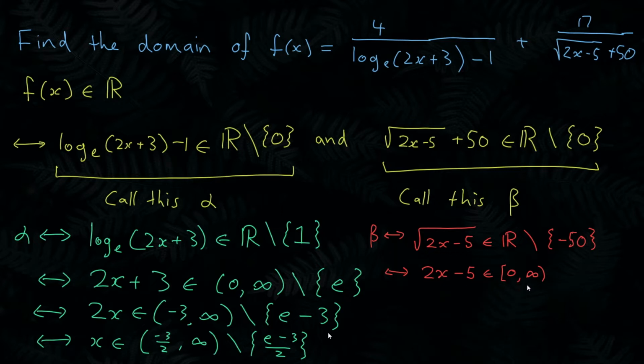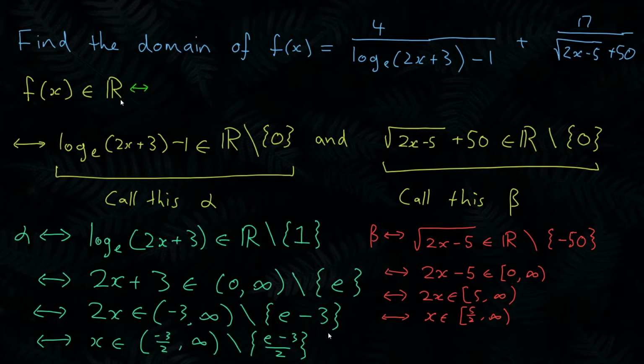Okay, let's go on. So I'm going to add 5 to both sides, get 2x in 5 through to infinity, and then we'll divide through by 2. So x is an element of 5 over 2 through to infinity. Okay, now I want to go further down, but I've run out of space. So because this is just a print screen, we'll continue here.